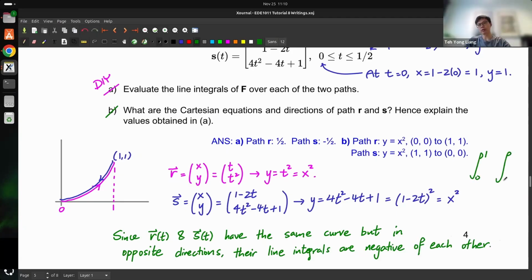Then the other one is integrate from 1 to 0. Obviously, integrating from 0 to 1 is the negative of integrating from 1 to 0, so there's a negative sign. Any questions on the idea here, on the concept here? Therefore, if you reverse the direction of the path, you just have a negative 1 multiplied to the same path before you reversed.